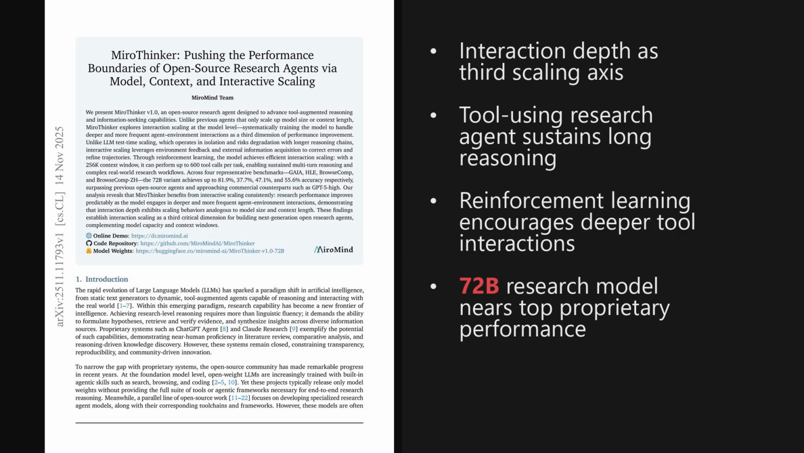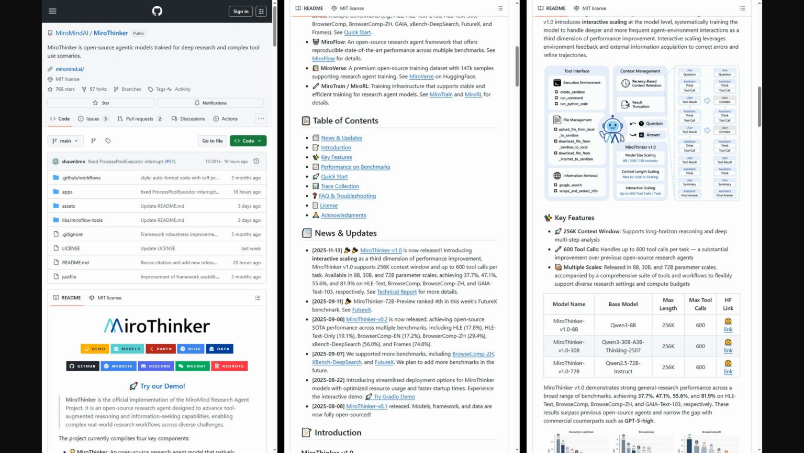The paper is titled MiroThinker: Pushing the Performance Boundaries of Open Source Research Agents via Model, Context, and Interactive Scaling. And, as we will see later, the idea of scaling interaction depth has really intriguing implications for how we train research-grade models. Also, the author shared a full GitHub repo for MiroThinker.